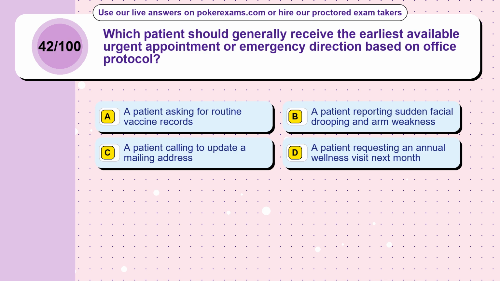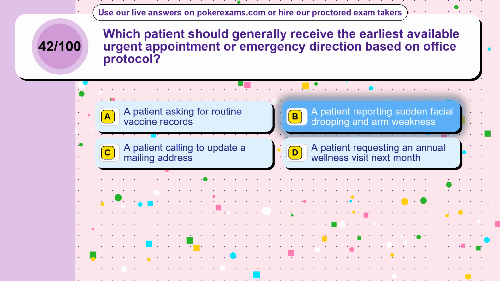Question 42. Which patient should generally receive the earliest available urgent appointment or emergency direction based on office protocol? Option A. A patient asking for routine vaccine records. Option B. A patient reporting sudden facial drooping and arm weakness. Option C. A patient calling to update a mailing address. Option D. A patient requesting an annual wellness visit next month.